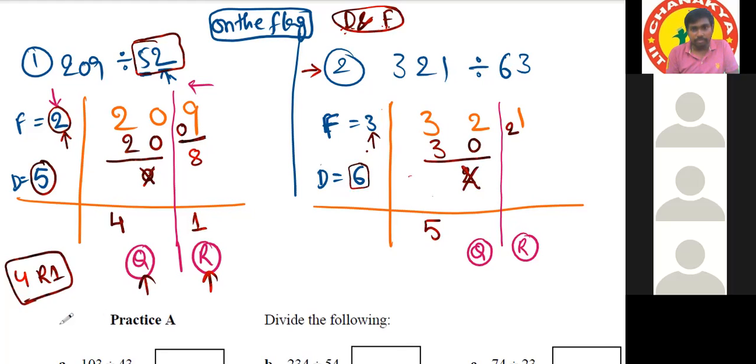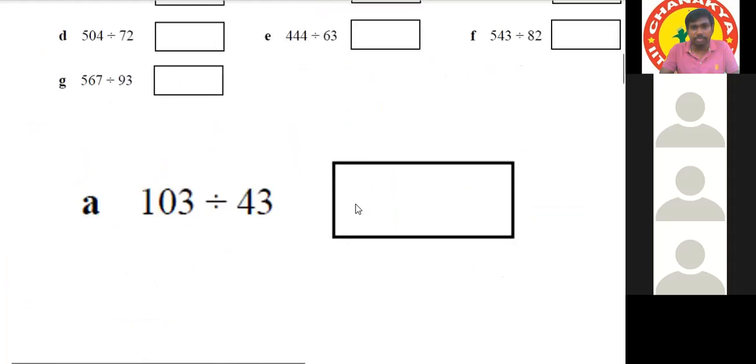3 fives are 15. 21 minus 15 is how much? 6. So that's all. The remainder will be 6. Very easy now. So this is a general division.